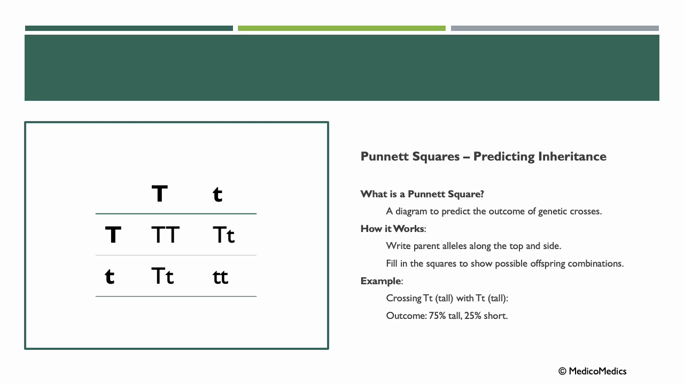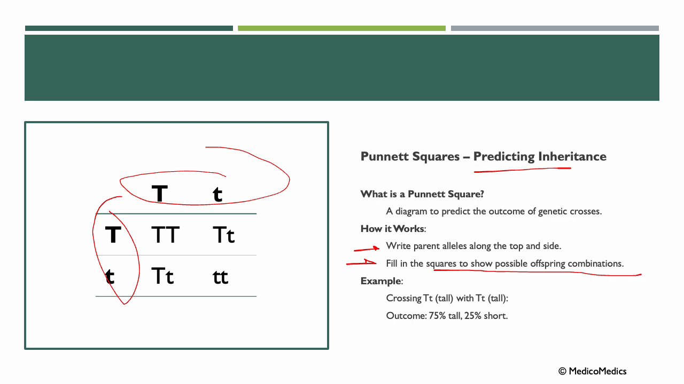Now let's talk about Punnett squares used to predict inheritance. So a Punnett square is a simple diagram used in genetics to predict the probability of offspring inheriting certain traits based on parental alleles. It visually represents Mendelian inheritance patterns for dominant and recessive traits. So how it works is you write parent alleles along the top and side, and then you fill in the squares to show possible offspring combinations.